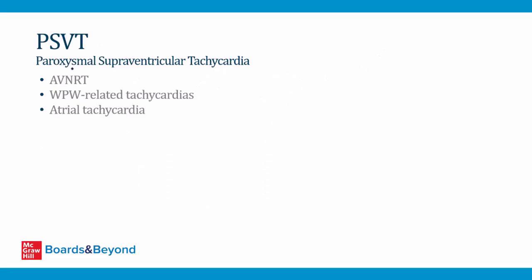So PSVTs are a general term for a number of different arrhythmias, and there are basically three groups of arrhythmias that lead to PSVTs. The first one is AV-NRT, and we're going to talk about that in the rest of this video. The second group are Wolff-Parkinson-White related tachycardias. I talk about Wolff-Parkinson-White in another video, but it involves an accessory pathway or a bypass tract, and that bypass tract can lead to tachycardias, and those are the second group of tachycardias that cause PSVTs. And then the final group are the atrial tachycardias. I won't really talk about these much in this video or any of the others, but these are tachycardias where some of the atrial myocytes are depolarizing spontaneously and causing a tachycardia.